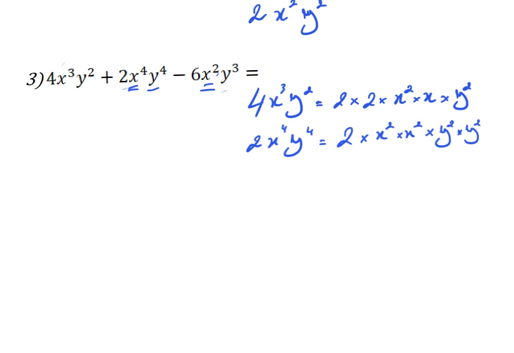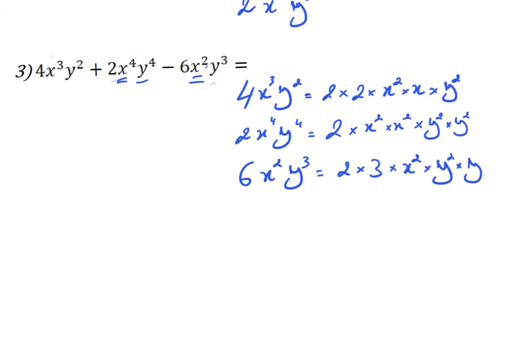So let's go to the next one here. We have 6x squared y to the third. So that's going to be 2 times 3 times x to the second times y to the second times y. Now we can see clearly that 2 is the greatest number shared between all the numbers there, between 4, 2, and 6. And we can see x squared is clearly the greatest common factor between all the x's there.